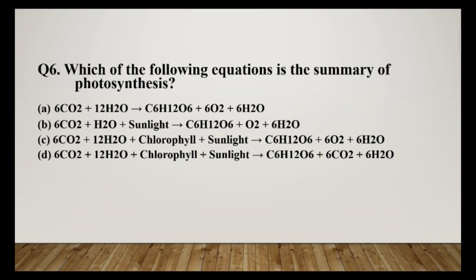So, out of all these equations, you can see that option C is the correct answer, where the equation is balanced: 6 CO2 plus 12 H2O in the presence of sunlight and chlorophyll. It forms C6H12O6, that is glucose. Oxygen is released, 6O2, and 6 molecules of water are also released. So, option C is the correct answer.